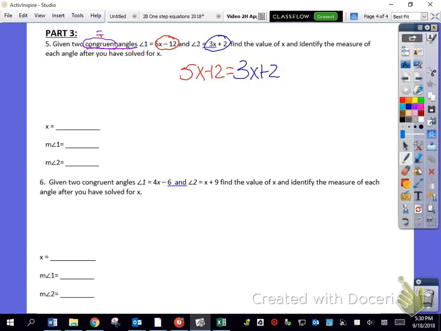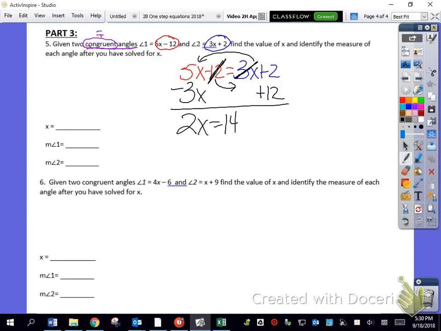So now I'm going to solve. So I need to move the x to the other side, which would be minus 3x, and then minus 12 becomes plus 12. Okay, that gets rid of the 3x, gets rid of the minus 12. So 2x equals 14. The opposite of multiplying by 2 is to divide by 2. So x equals 7. Now, I want to find the measure of angle 1. And remember, this was angle 1, 5x minus 12.